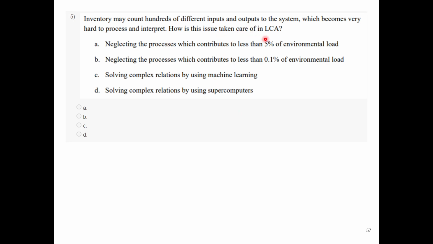So how is the issue related to counting hundreds of different inputs and outputs to the system taken care of in LCA? So if you remember, we discussed it properly.